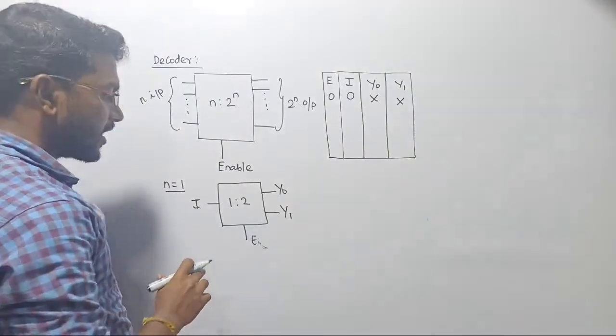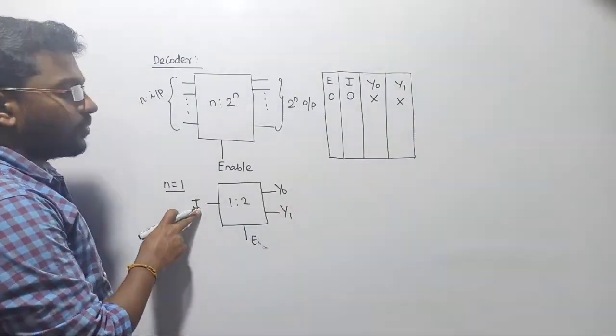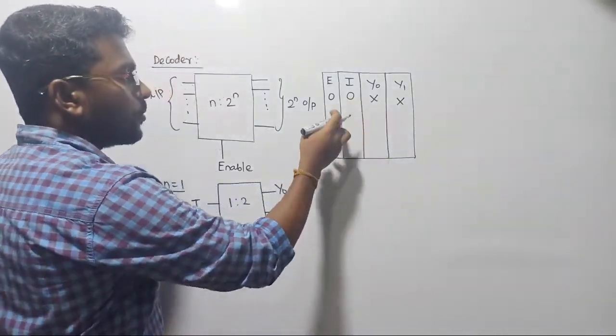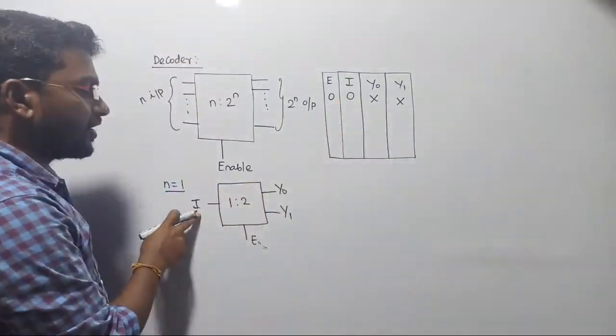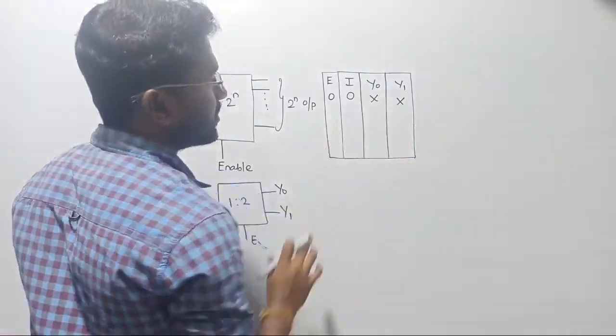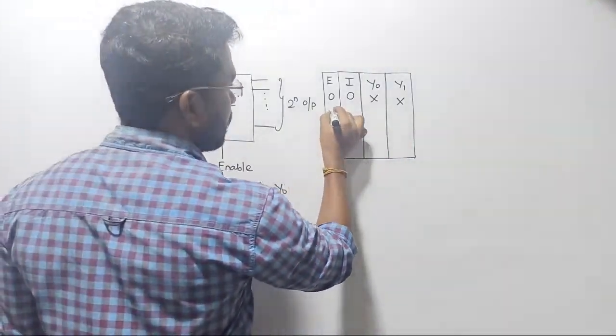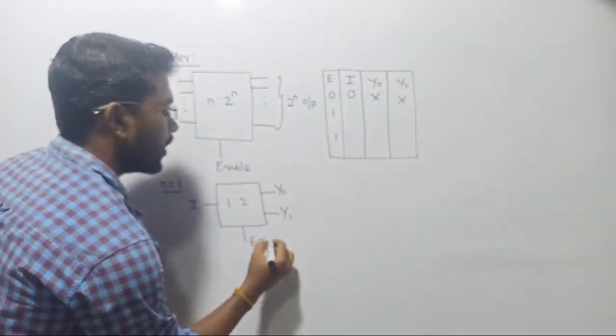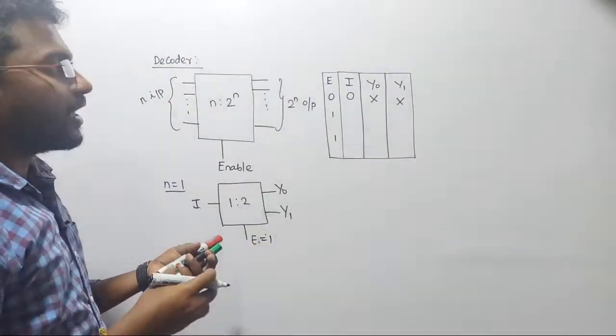So the second possibility is what? We are going to provide an input signal here. Automatically, based on the input combination that we are selecting here, your output port is going to be selected. So for example, let me enable the circuit. Sorry, enable is going to be 1 now. Enable 1 in the sense your circuit will be activated.